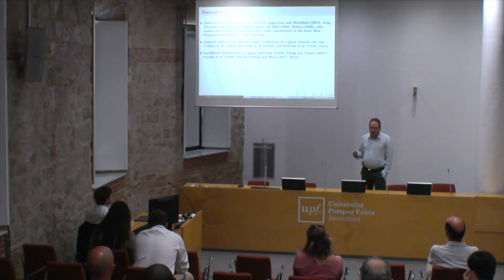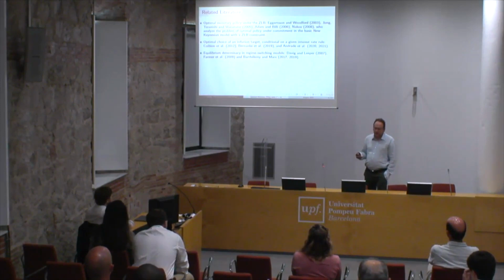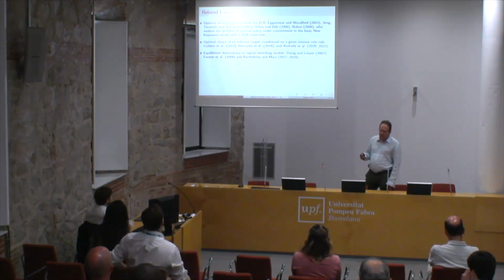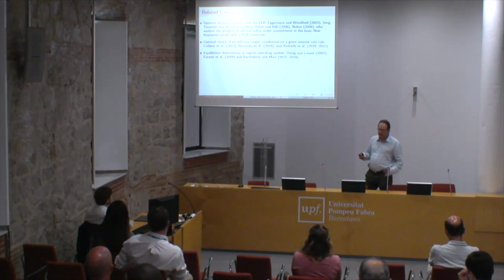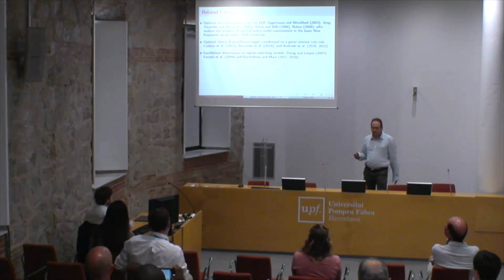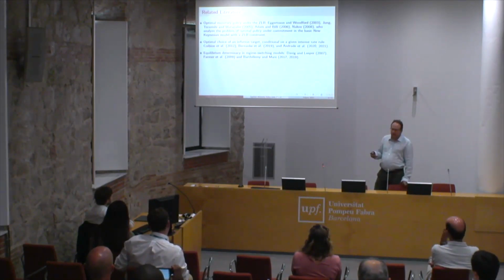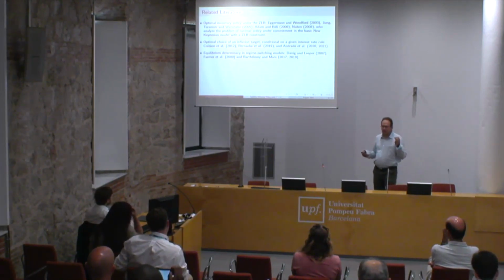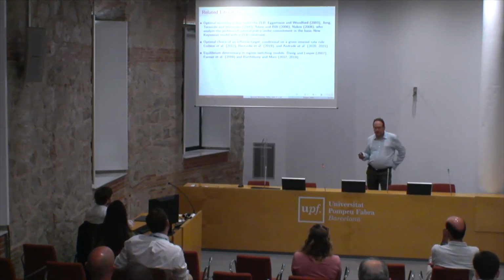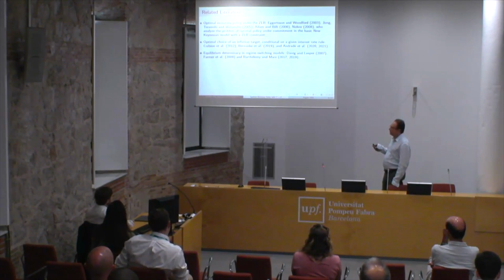In the interest of time, I'll be brief about the related literature. There have been a number of papers that studied the problem of the zero lower bound on the policy rate under commitment when the natural rate of interest is positive on average, such as Eggertsson and Woodford and others. There are papers discussing the optimal choice of an inflation target conditional on a given interest rate rule, such as Coibion and others. And it's also related to a strand of the literature that studies equilibrium determinacy in regime switching models, such as Davig and Leeper, Farmer, and other economists.